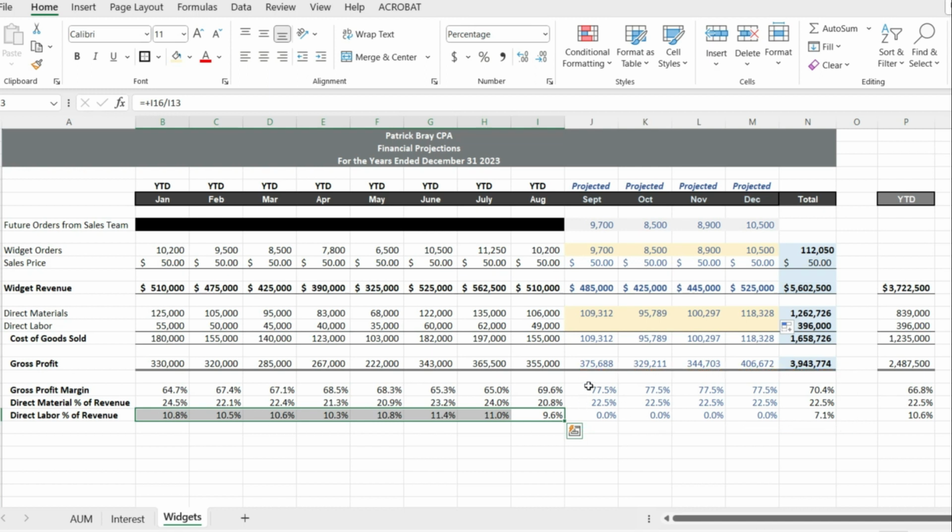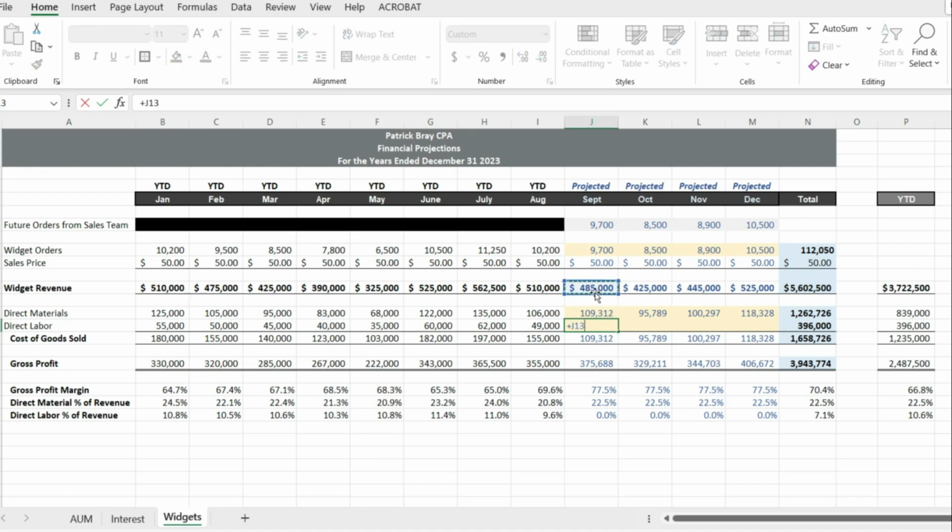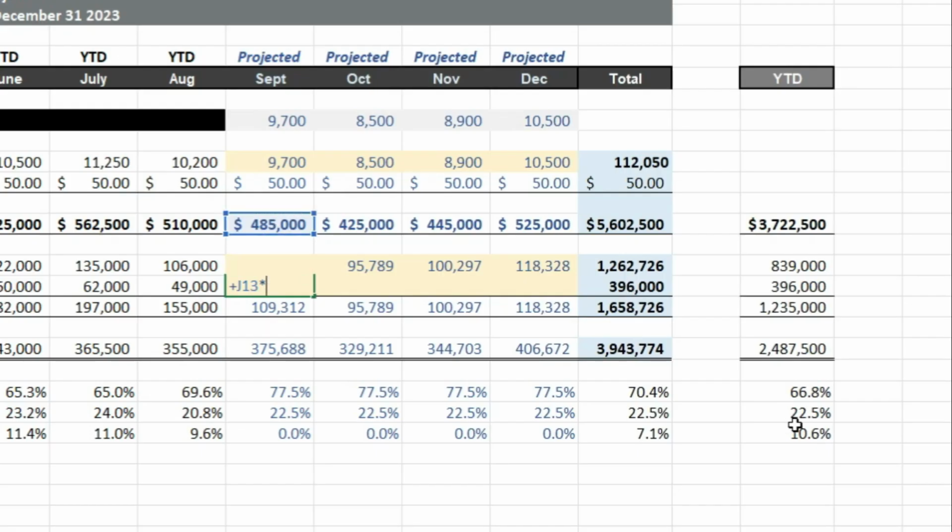Direct labor, I'm going to take the exact same approach. What are my year-to-date cost of direct labor is 10.6%. So I'm going to assume, based upon the sales that I have, that direct labor is going to cost me 10.6% of my sales. I'm going to plug that in and run that forward.